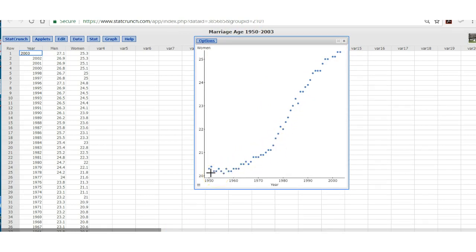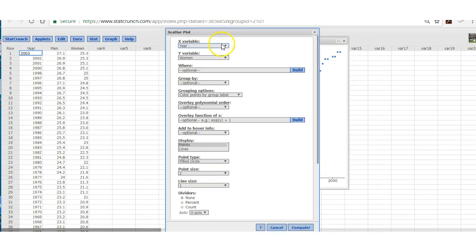We can see that as the years went on, so as our X variable increased, so did our Y variable. As the years went on, the average age of first marriage for women was increasing. This doesn't exactly look like a straight line. It looks like there's more of a curve pattern to it, but at least we can tell that it's increasing from left to right. Now let's look at the relationship between the men's age and the women's ages.